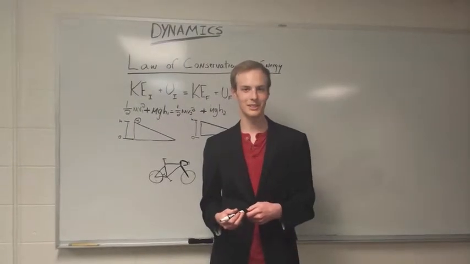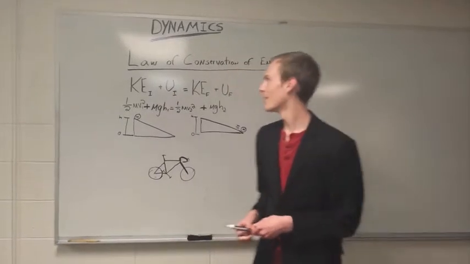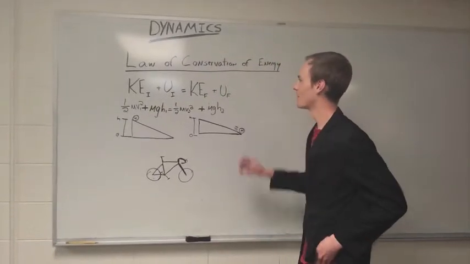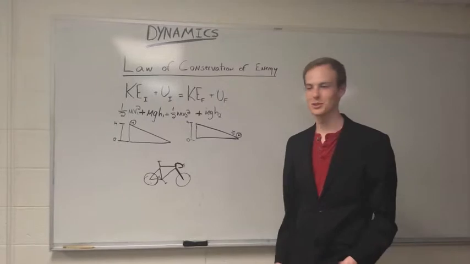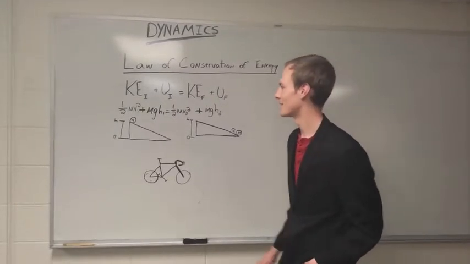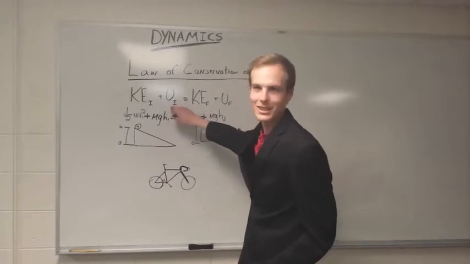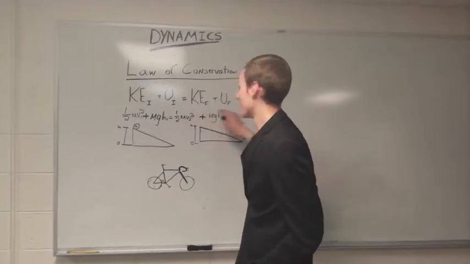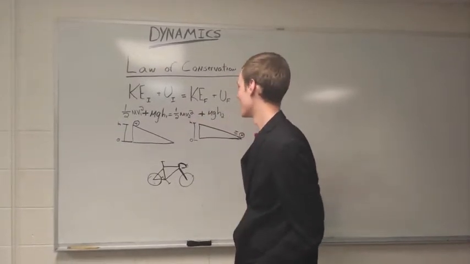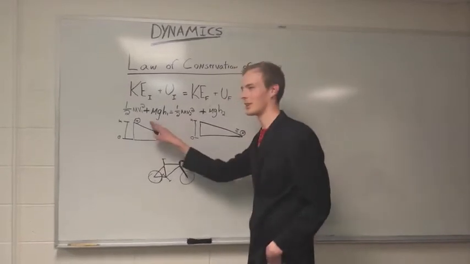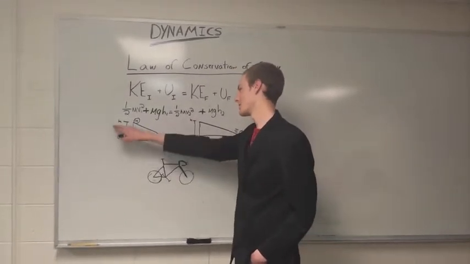So you're doing a project on dynamics? Well, I have the perfect topic for you. It has to do with the law of conservation of energy. Basically what it says is that the initial kinetic energy plus the initial potential energy equals the final kinetic energy plus the final potential energy. In our case, we're going to be looking at an object rolling down an incline from a height h.